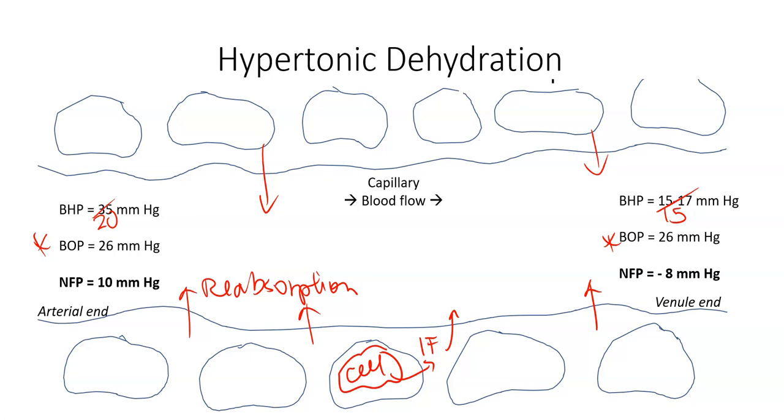dehydrated. So drinking salt water, having diabetes, these are all great examples of hypertonic dehydration because we're talking about the loss of water primarily, and that's the loss of BHP from the bloodstream.